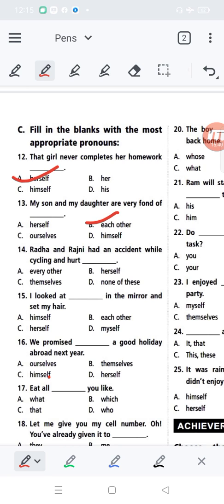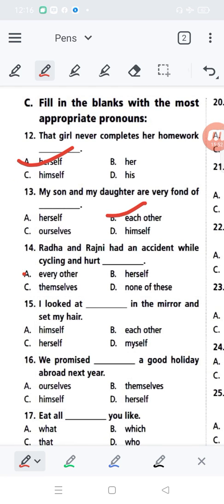So see here, question 14: Radha and Rajni had an accident while cycling and hurt dash. That would be the option each other. Herself is not correct, and neither are themselves or none of these, so each other.